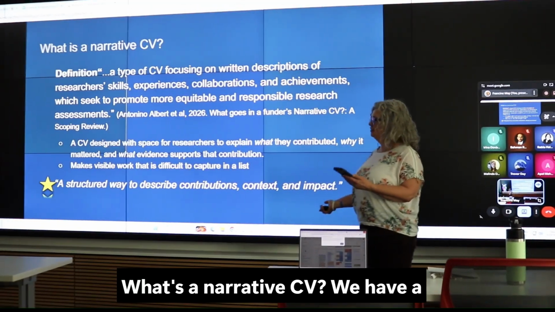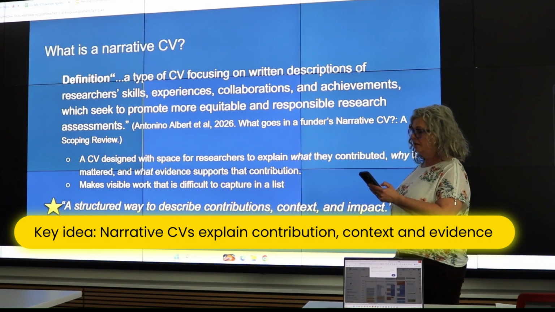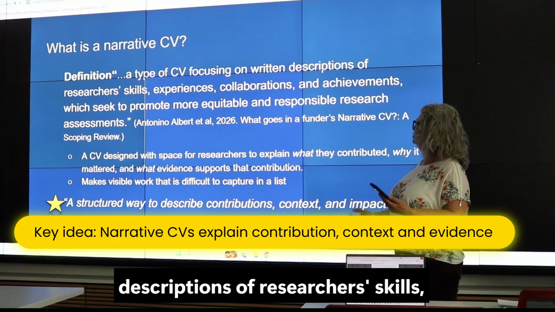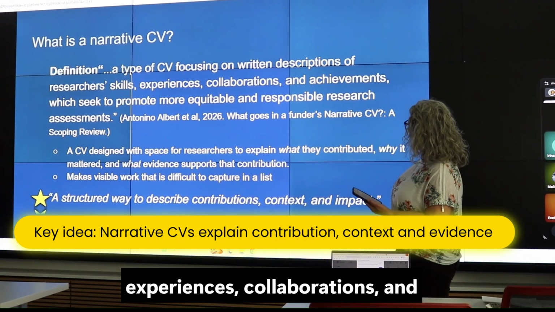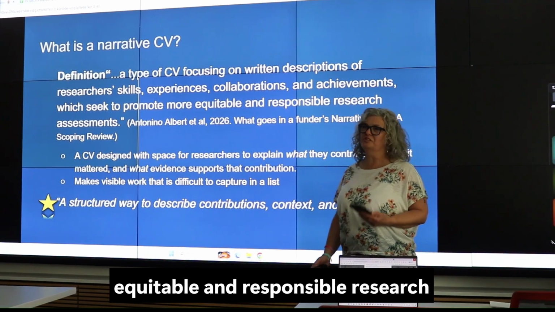So next slide. What's a narrative CV? We have a definition up here. It's a type of CV focusing on written descriptions of researchers' skills, experiences, collaborations, and achievements that seeks to promote more equitable and responsible research assessments.